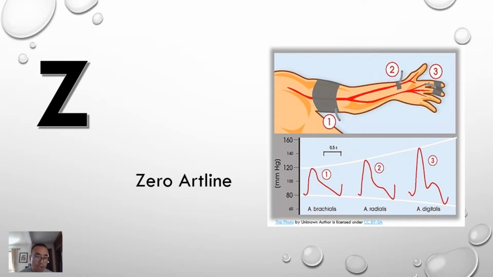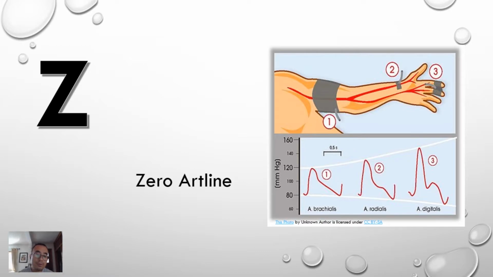Art lines are the most common lines in the ICU, and art line stands for arterial lines. These are the lines that are going to be inserted either in the radial, most commonly, sometimes in the ulnar, or sometimes up in the brachial, depending on the patient's vasculature. And sometimes you also find them on the femoral side.